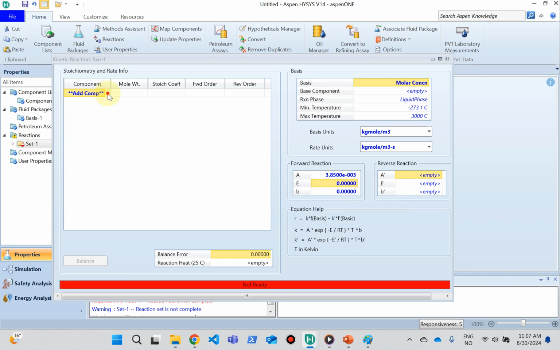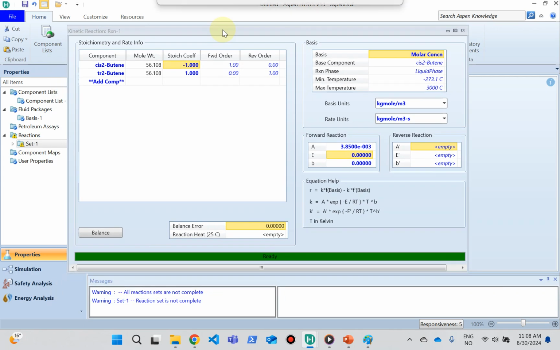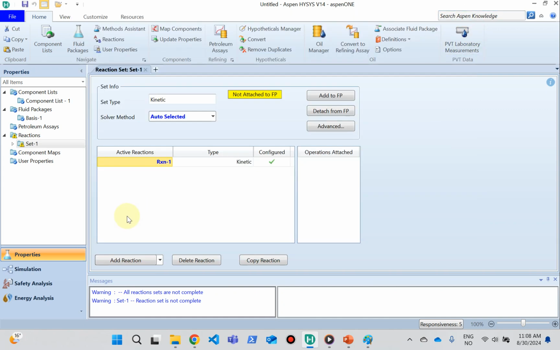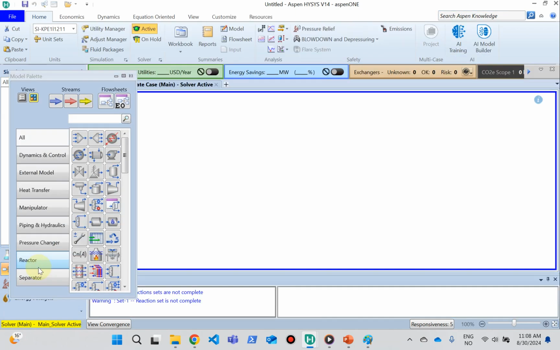So you also need to add the components. So cis-2 is -1, stoichiometric coefficient, and the other one is actually 1. One of them is reactant, the other one is the product of the reaction. Okay, I think we are good for the reaction as well. So then we can go to simulation.